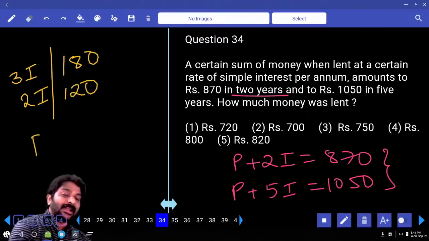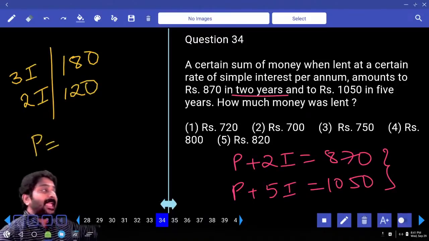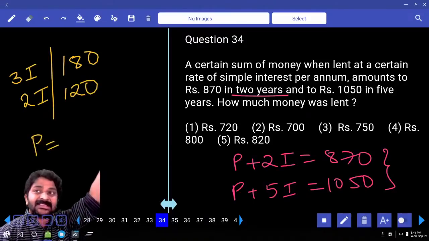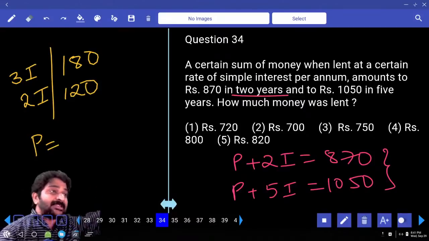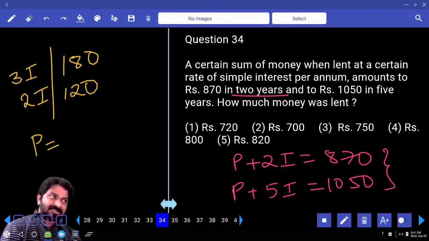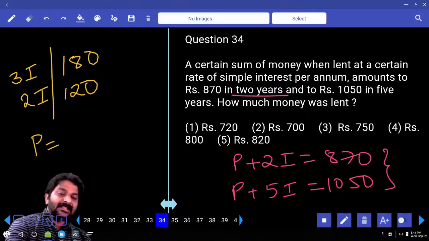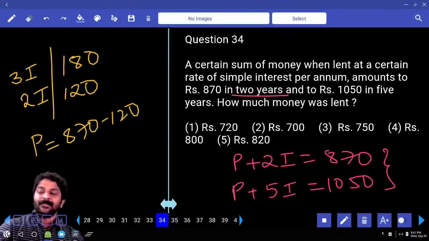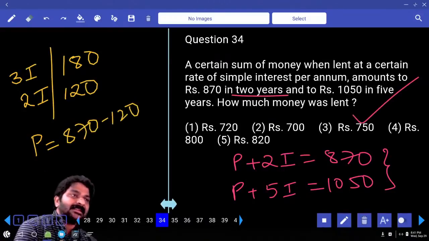120. If you want to get the principal, from 870 we have to subtract 2 years interest, or from 1050 we have to subtract 5 years interest. 2 years interest is already calculated, 120. Subtract it from 870. Answer 750.